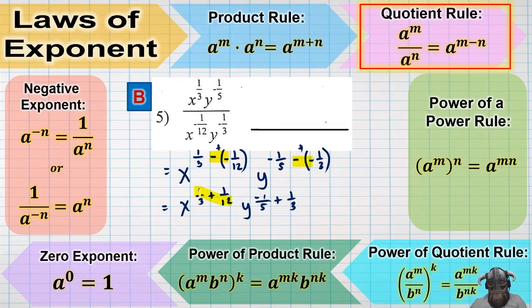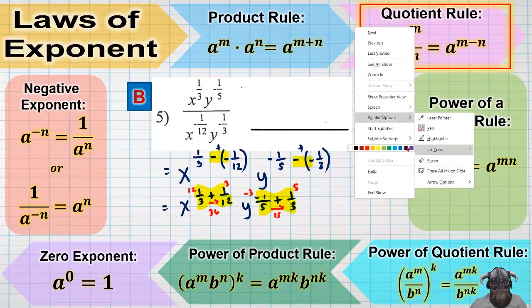So, we multiply. 12 times 1 is 12. Then, 3 times 1 is 3. And then, we multiply 3 times 12. So, here, that will be equal to 36. Then, ganun din sa kabila. 3 times negative 1 is negative 3. Then, 5 times 1 is 5. And then, 3 times 5 is 15. Yan. So, simplify natin siya dito sa gilid.